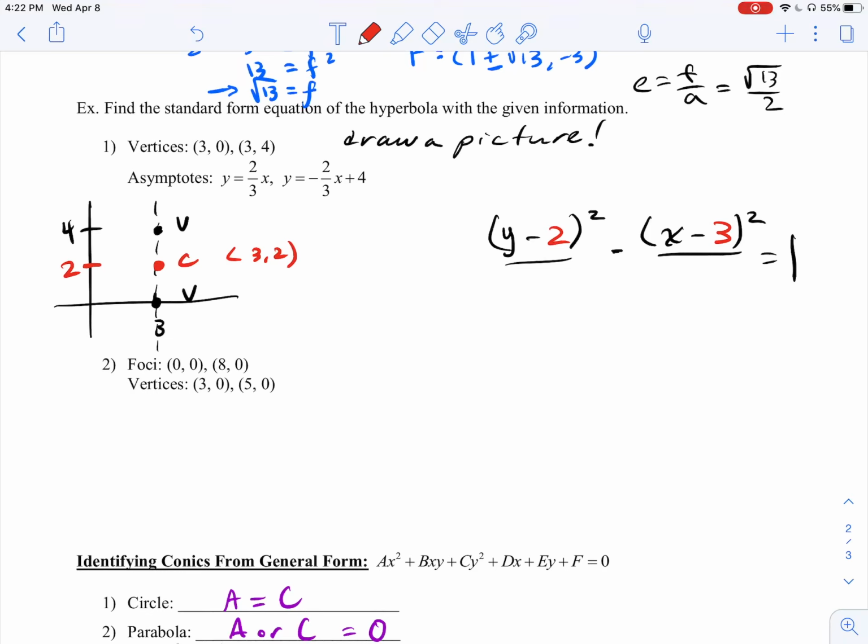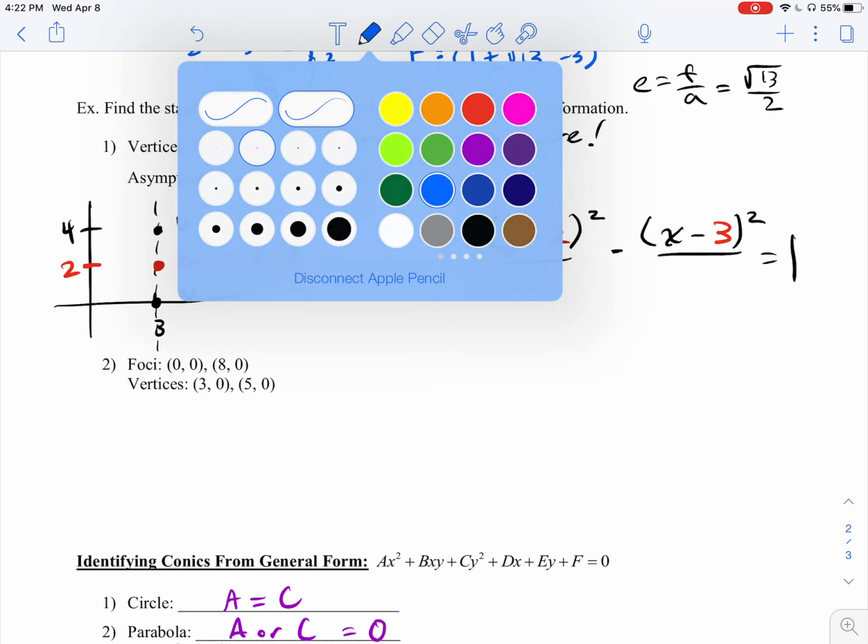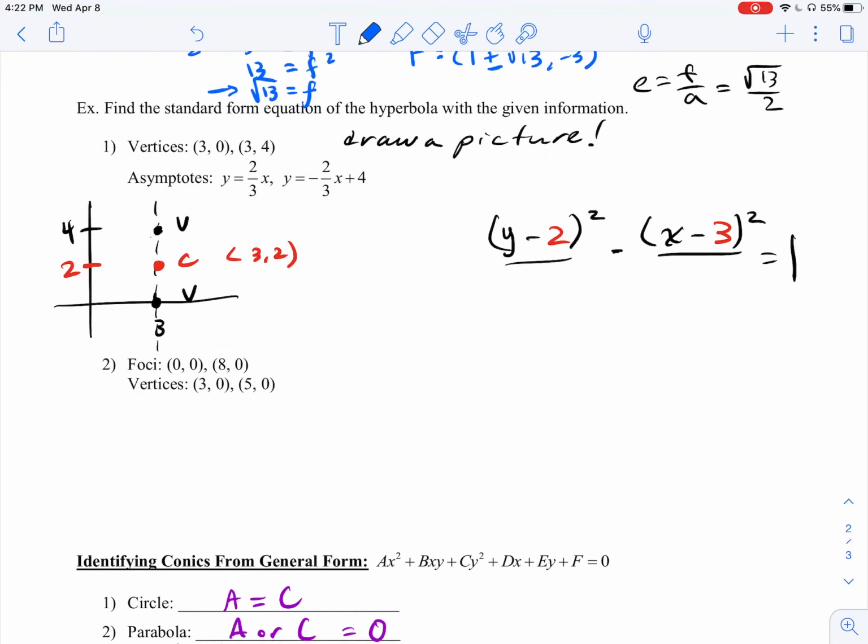And even with that bit of information, I also know that the distance from my center to my vertex is 2, which means this is my a value. The a value is the distance from the center to the vertex. So since a is equal to 2, I can write that a squared is equal to 4 there. So just with 2 vertices, we got all that information. All we're missing now is our b value.